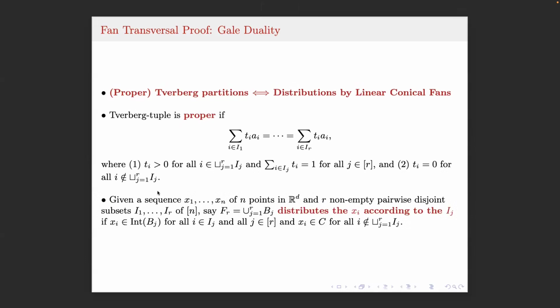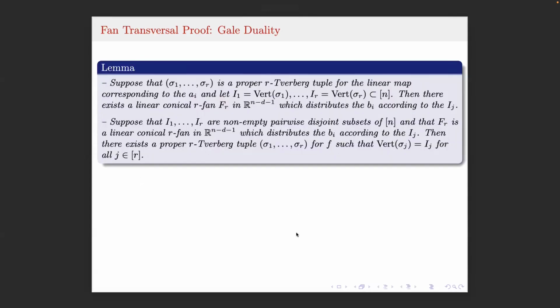So given that, we can look at an analogous idea for fan distributions, namely if I have endpoints in R^d, and I look at r non-empty pairwise disjoint subsets, then I have that my fan distributes these x_i according to the I_j, if, okay, it contains all the points. And if you look at the interior of any B_j, it contains x_i for all i in I_j. And then everything else that's uninvolved is in the center of the fan.